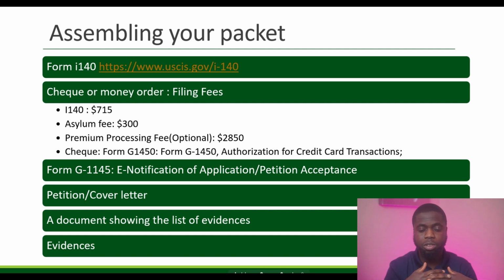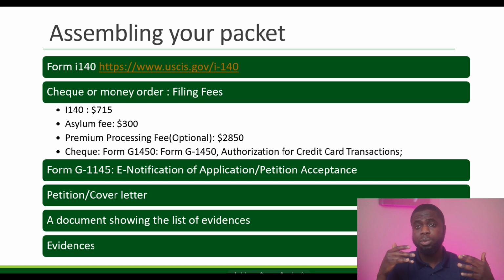So it's always encouraged to do form G-1145. If you just put it on the internet, Google, you are going to get it. Fill it out. It's... no, I think I mixed it up. G-1450 is authorization for credit card transaction. So if you are not using money order or check, that is credit card.